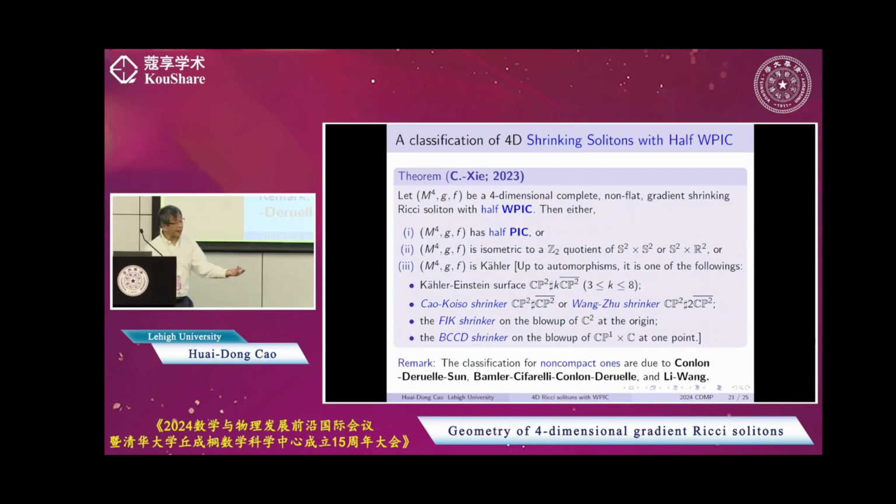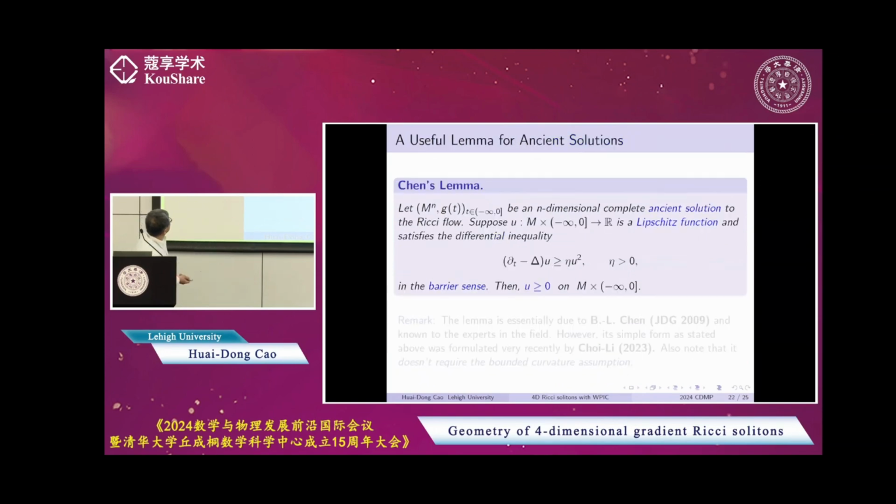So in the remaining minute, I want to mention that Binglong's proof, not just the results, produced this very useful lemma. In any dimension, suppose you have a complete ancient solution to the Ricci flow, and suppose we have a Lipschitz function, which typically comes like the least eigenvalue of a matrix. The least eigenvalue is a Lipschitz function. If it satisfies the differential inequality, the parabolic operator acting on u bigger than or equal to a small positive constant times u squared, then u becomes automatically non-negative and invariant. So this turns out to be very useful.